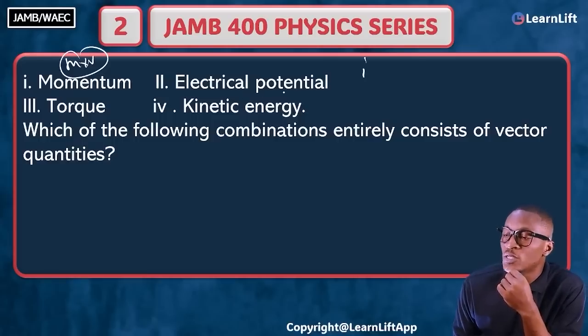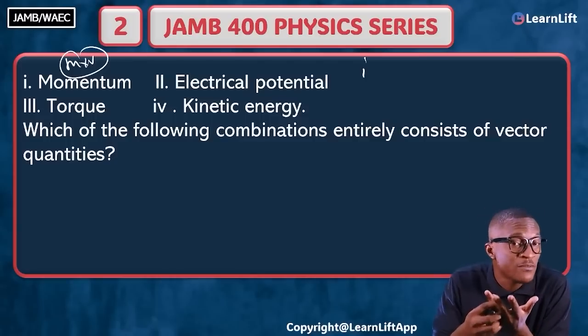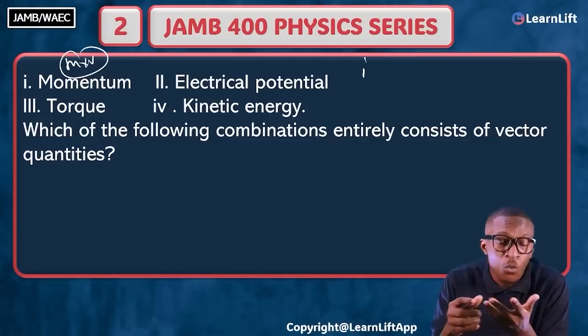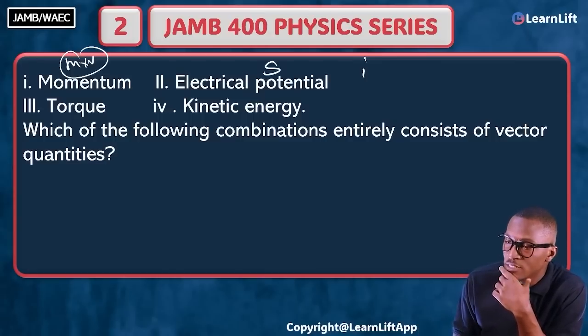Now let's go to electric potential. Electric potential and EMF are scalar. Are you seeing that? Work, energy and power are scalar. So this is scalar. This is vector.